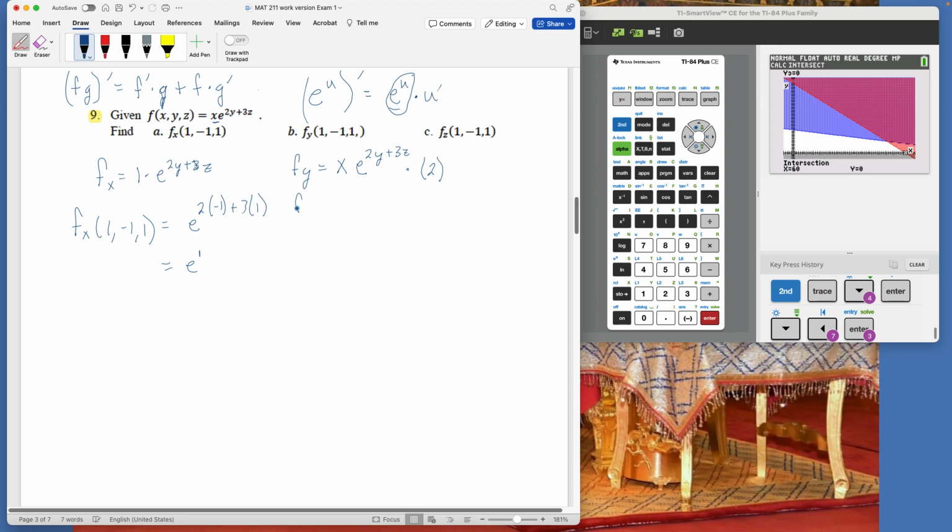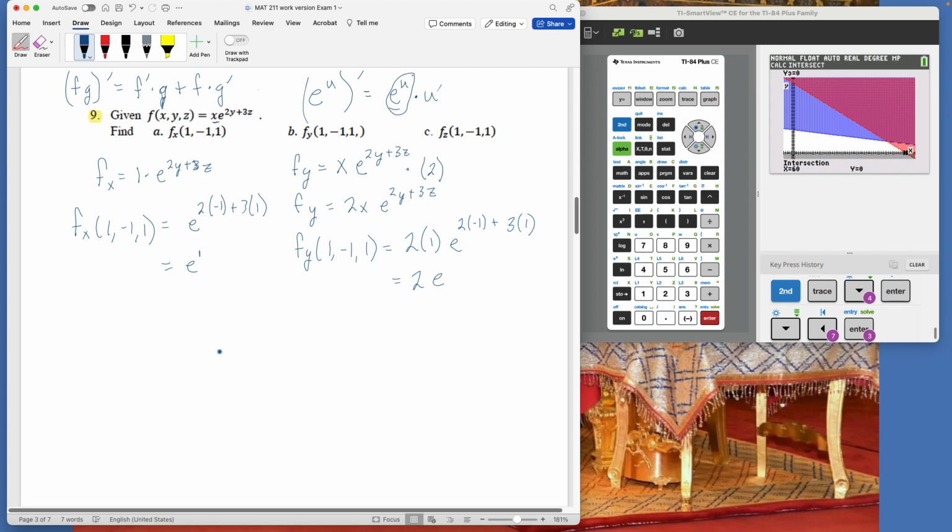So our answer for the partial with respect to y is 2x e to the 2y plus 3z. We can plug in our point that we're given, 1, negative 1, 1. So you get 2 times 1 e to the 2 times negative 1 plus 3 times 1, 2 times 1, so we get 2, negative 2 plus 3, e.